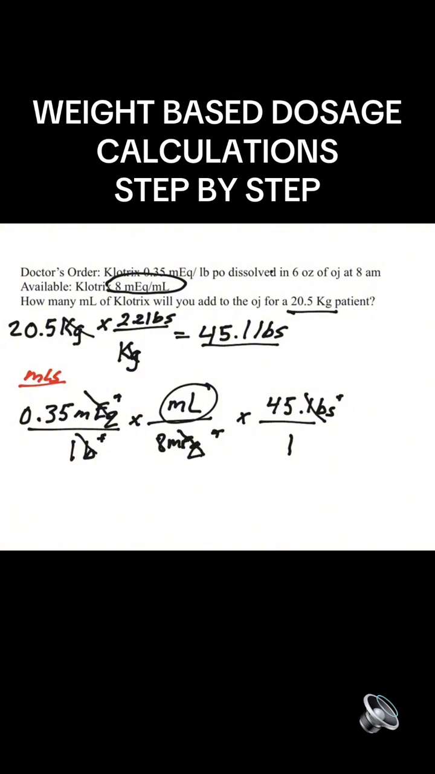So now here's the easy part. All we have to do is multiply straight across. So we're going to multiply 0.35 and then multiply 45.1, and that's going to give us 15.78. And then we're going to multiply the bottom straight across, and 8 times 1 is just 8. So we're going to get 15.78, and we're going to divide that by 8, and that should give us 1.97. So we're going to round that to the nearest tenth, and our answer is going to be 2 mLs.